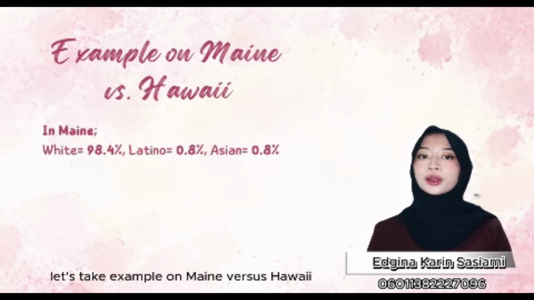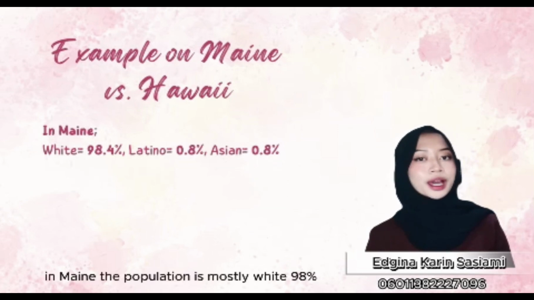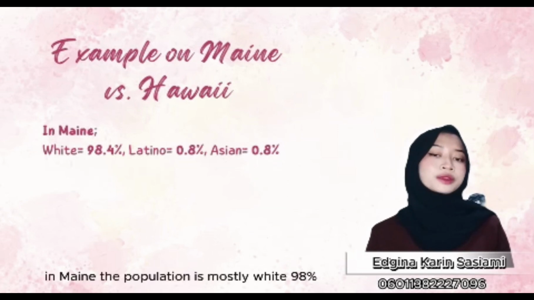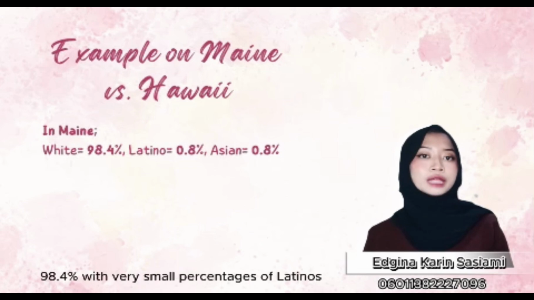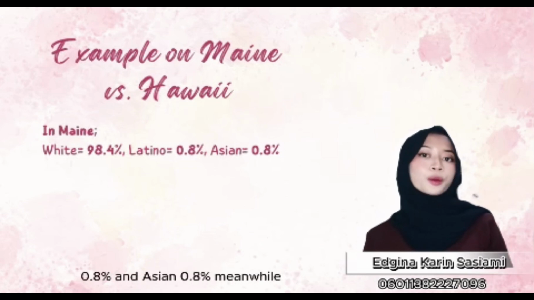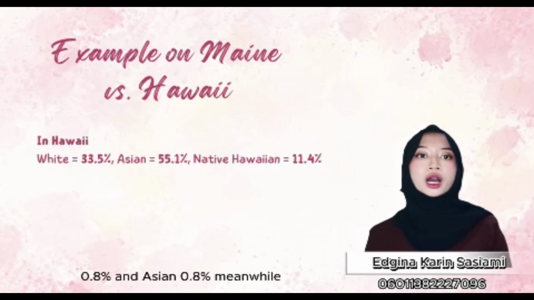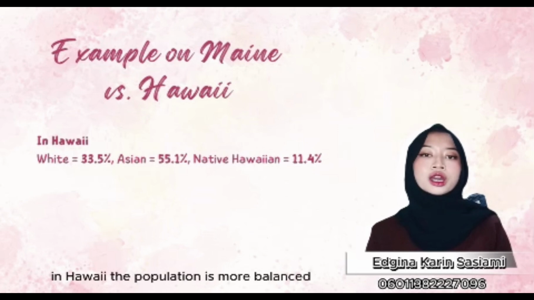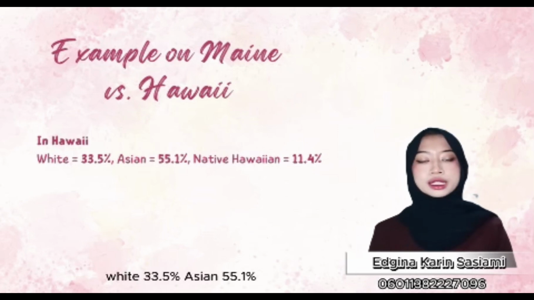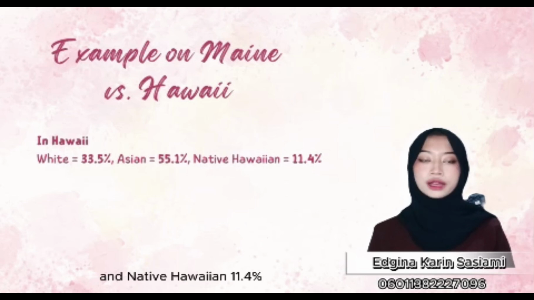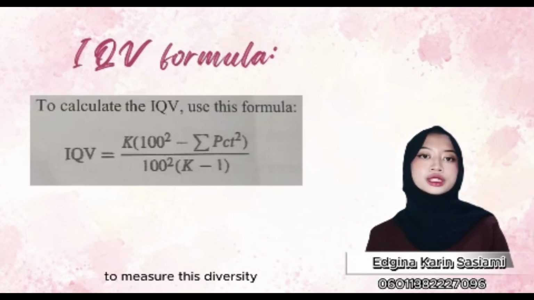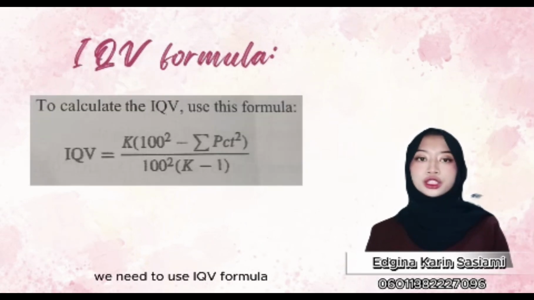Let's take an example of Maine versus Hawaii. In Maine, the population is mostly white, 98.4%, with very small percentages of Latinos, 0.8%, and Asians, 0.8%. Meanwhile, in Hawaii, the population is more balanced: white 33.5%, Asian 55.1%, and native Hawaiian 11.4%. To measure this diversity, we need to use the IQV formula.